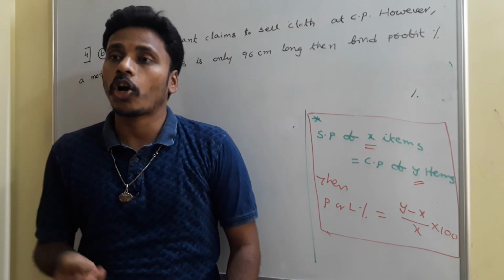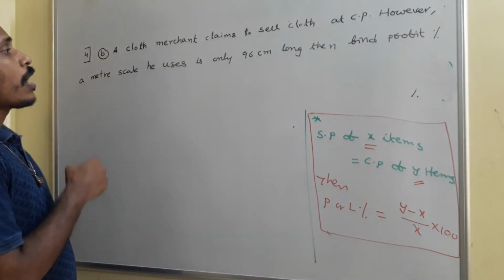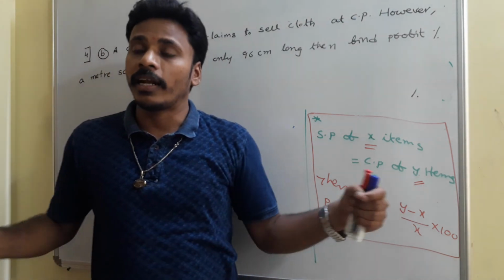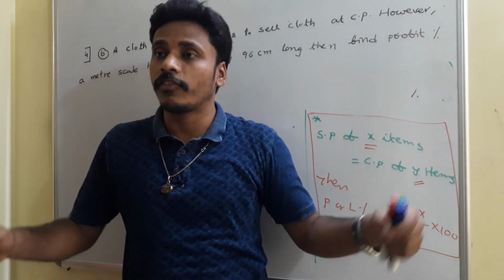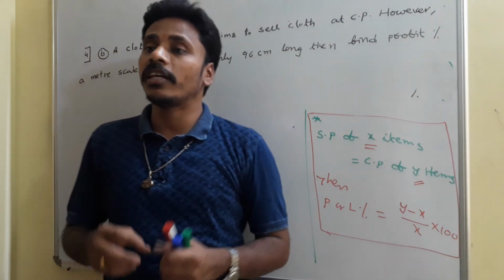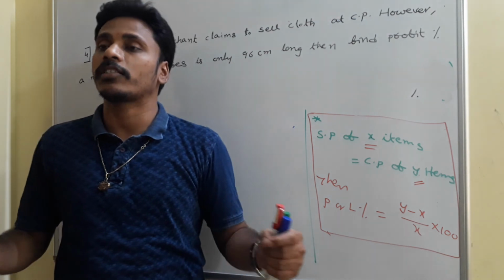Instead of measuring 1 meter, that is 100 centimeters of cloth, he is using a false scale which just gives you 96 centimeters long length only.